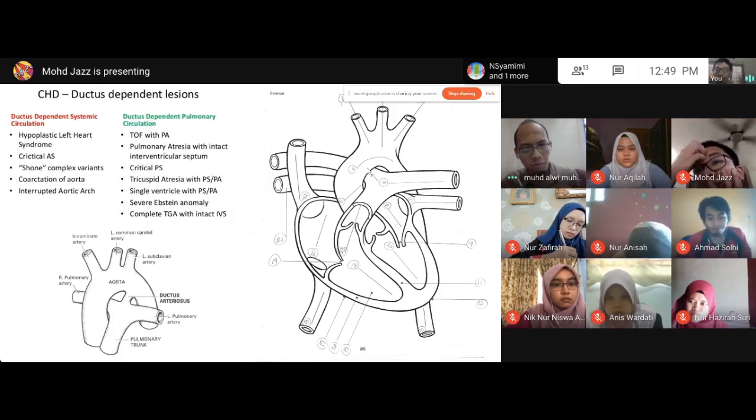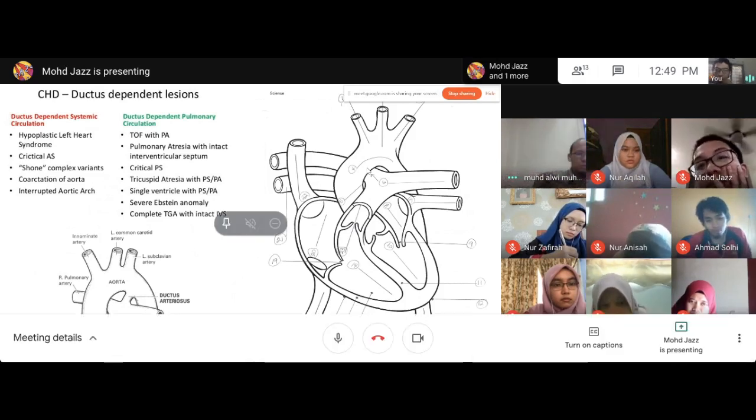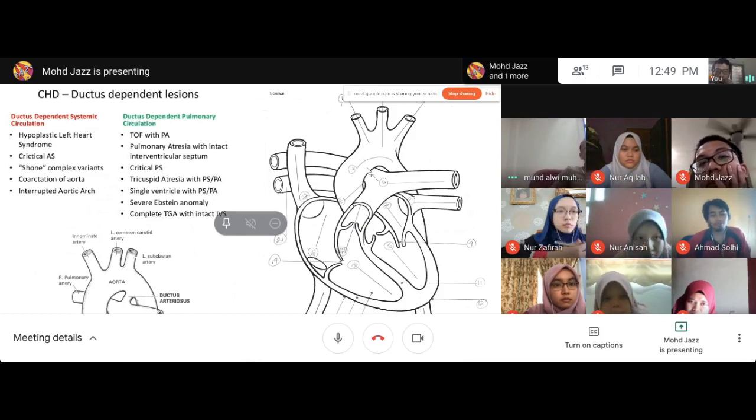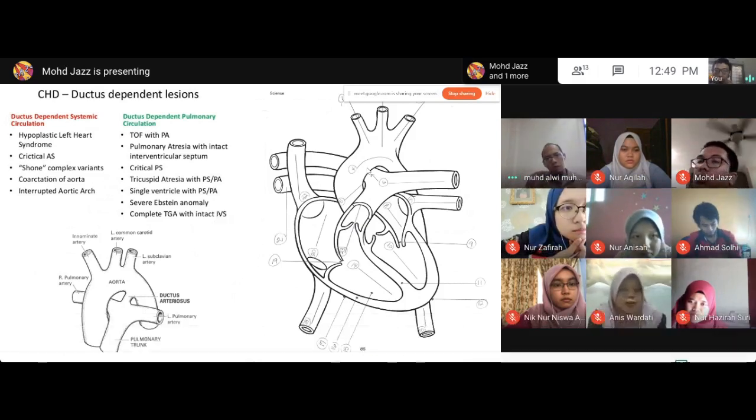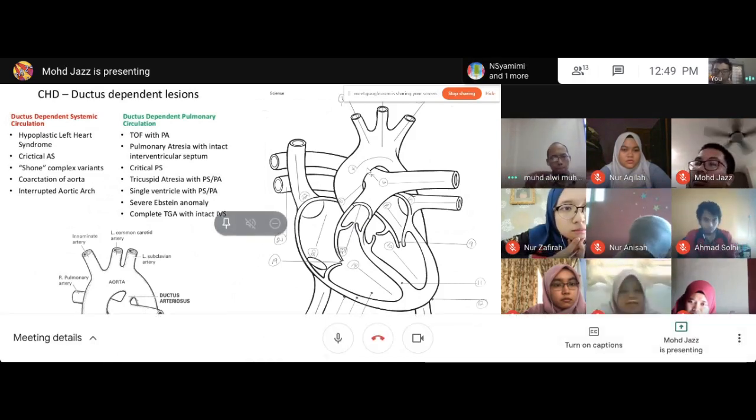So let's talk about interrupted aortic arch. So interrupted aortic arch, if you look into... okay, look at the picture below. So we have the... Mana? Jess, can you, tak apalah, macam mana nak point?